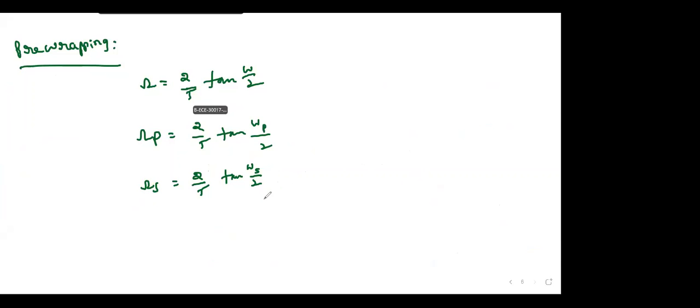Okay, this is called pre-warping. By this, you can solve the warping effect in the bilinear transformation. We can use this transformation not only for the low pass filters but also for the high pass filters. Now we will see some problems on this. Are you clear with the theory? Shall we go to the problem now?